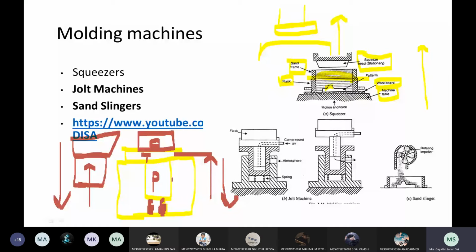Okay, sand slinger machine. You can see in the diagram given here, this is the sand slinger machine. There is a rotating impeller. The molding sand is fed into this housing containing an impeller, which will be rotating rapidly with a horizontal axis. The rotating impeller will be rotating continuously and the sand will be slowly entering inside. The sand particles that are picked up by this rotating blade will be thrown. The sand which is moving around and rotating will be sprinkled onto the flask.